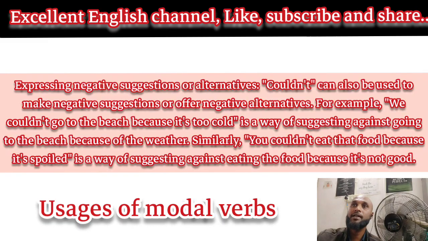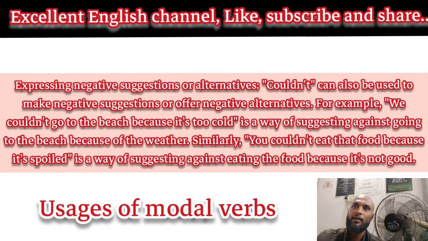Now, expressing negative suggestions or alternatives. All right. Now let us look at the other usages. Couldn't can also be used to make negative suggestions or offer negative alternatives. For example, we couldn't go to the beach because it's too cold is a way of suggesting against going to the beach because of the weather. Similarly, you couldn't eat that food because it's spoiled is a way of suggesting against eating the food because it's not good.